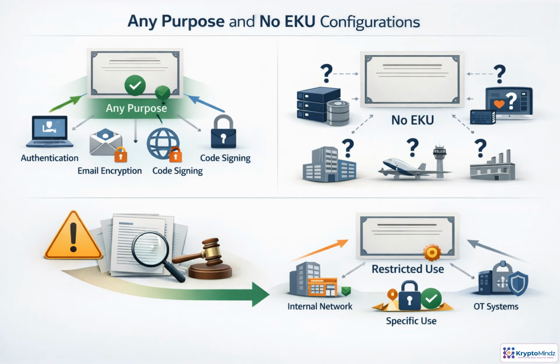Think of EKUs like access badges. An any-purpose or no-EKU certificate is basically an all-access badge. Different applications might treat it as valid for logon, VPN, email, or code signing, even if you never intended that. This makes incident impact much worse. Instead, issue narrowly scoped certificates with EKUs that match one documented need. When a broader EKU really is required, treat it as an exception and review it carefully and frequently.